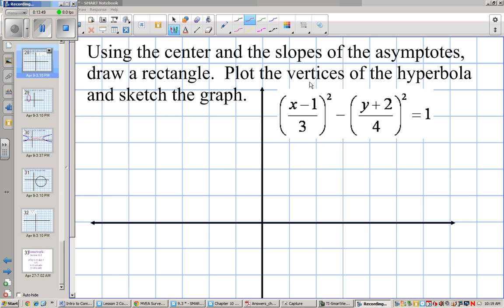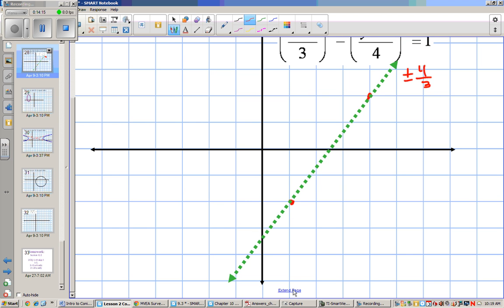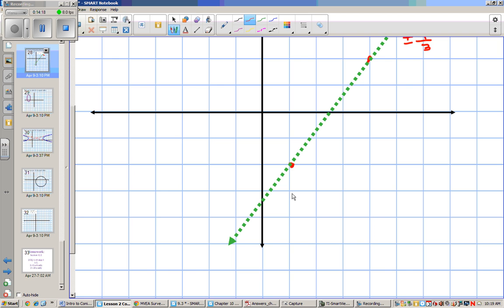All right, to graph this equation, my center is 1 to the right and 2 down. And my asymptotes are going to be plus and minus b over a, which is 4 over 3. So I start at my point and I go up 4 over 3. Now I can draw a line through that, and that is my first asymptote. Then I can go down 4 and over 3, and my line through here is going to look like that.